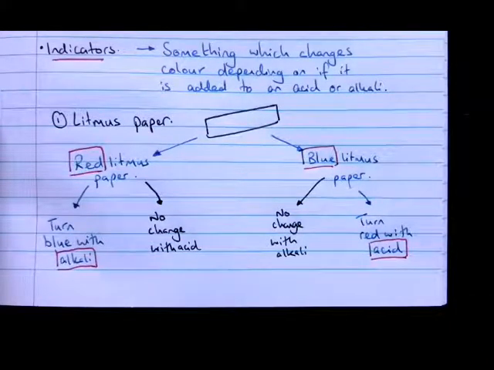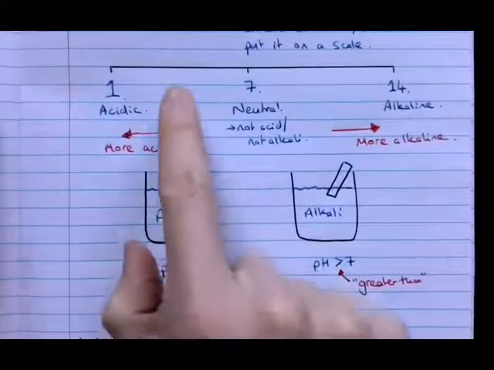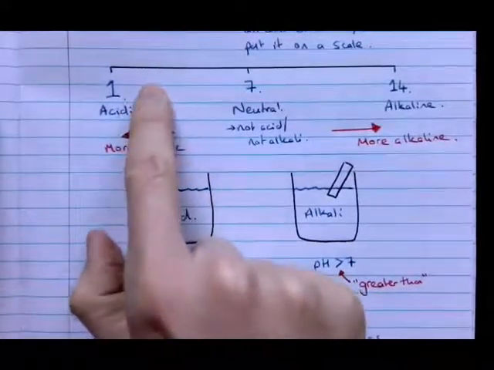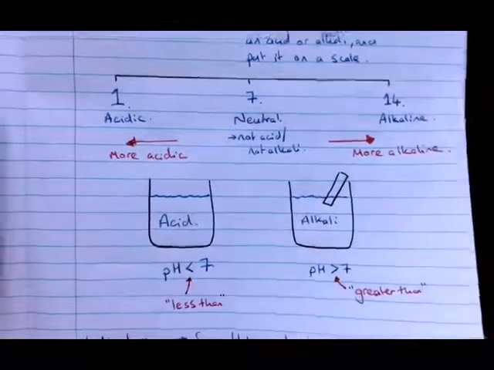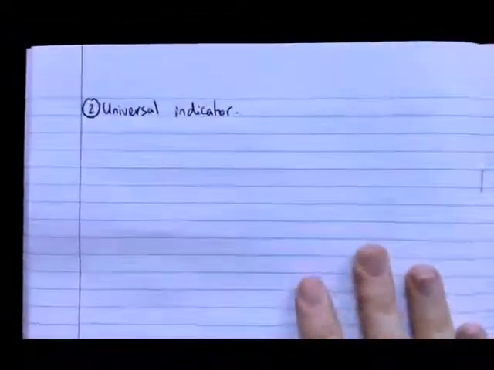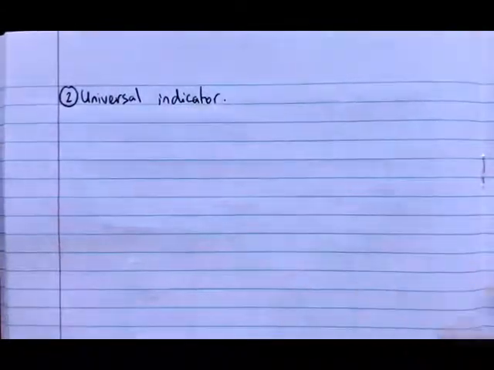So what I need is a way to tell me what the pH is, so I can work out how far along this scale it is. Okay, so what I can use is something called universal indicator.